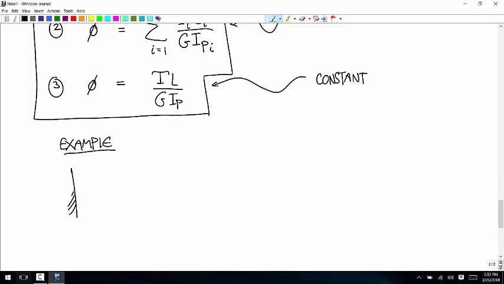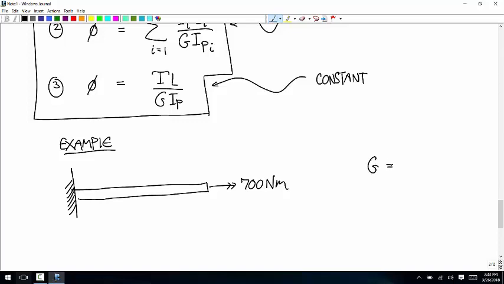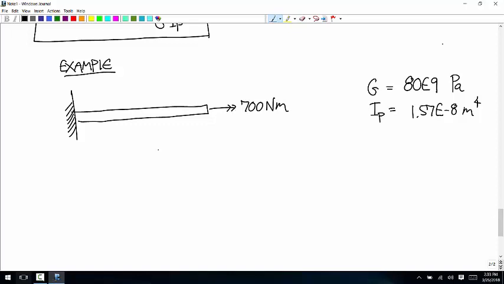Great. So let's say that we have a bar connected rigidly to the wall and a 700 Newton meter torque applied at the right end. And let's say that the G value is equal to 80 times 10 to the 9th pascals. And the polar moment of inertia is 1.57 times 10 to the minus 8 meters to the 4th. And we want to calculate the angle of twist along this whole thing.